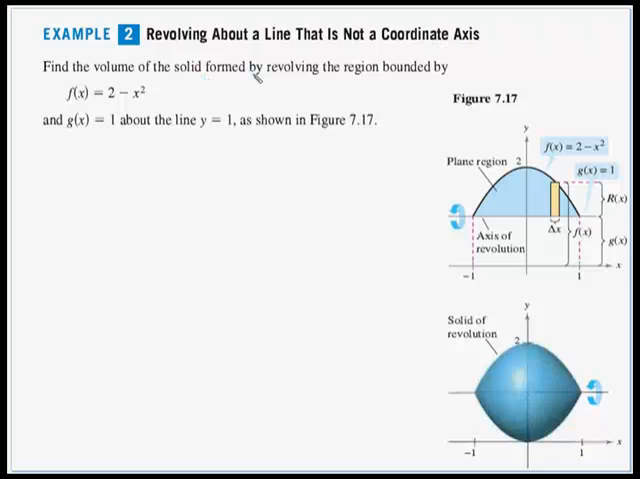Find the volume of the solid formed by revolving the region bounded by f of x, 2 minus x squared, and g of x, that is just a horizontal line at y value of 1, and we are going to rotate that about the line y equals 1. And this is summed up nicely in the picture.